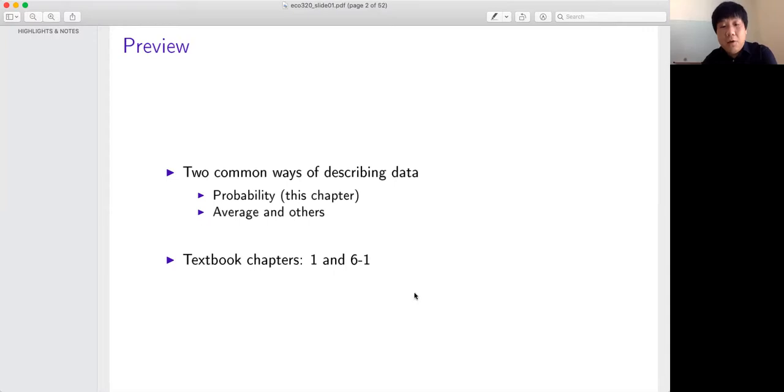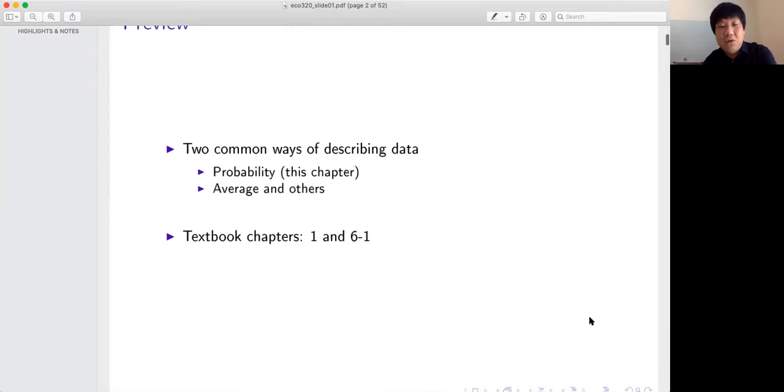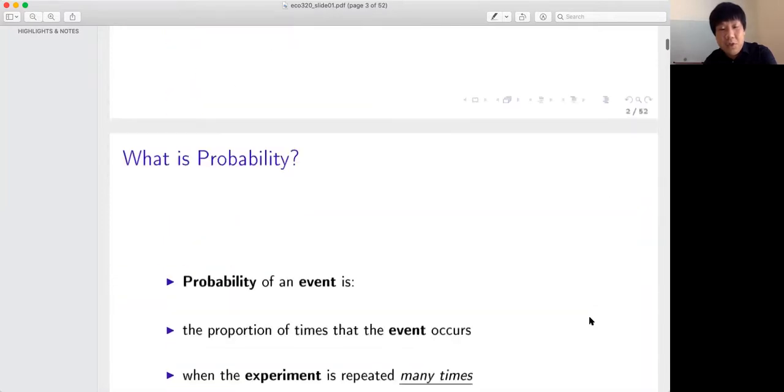The corresponding chapters are chapter 1 and 6.1. Again, you don't have to have a textbook, but I highly recommend it. You don't have to buy the latest version. You can buy an older edition on Amazon for maybe less than $10 or $20. So I recommend you have one.